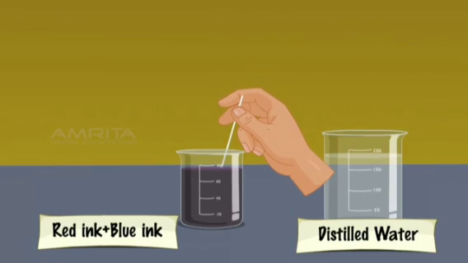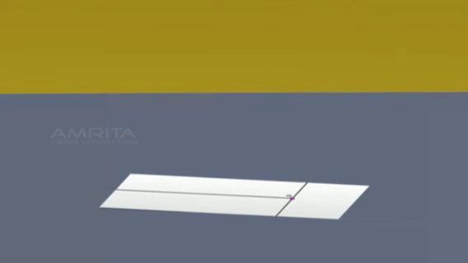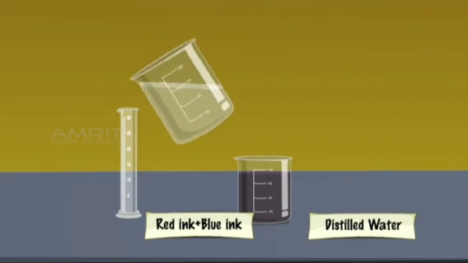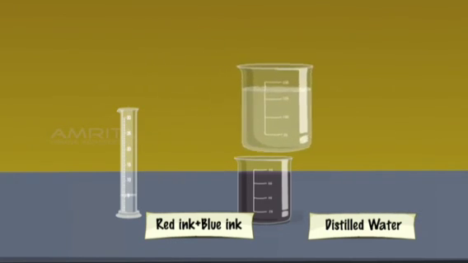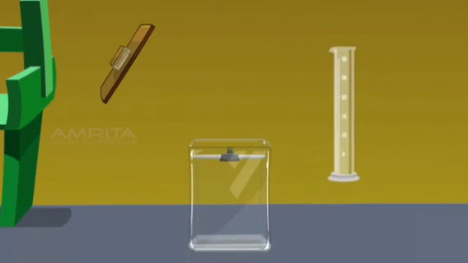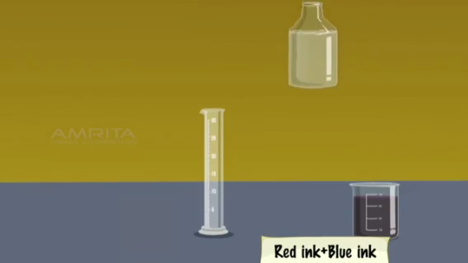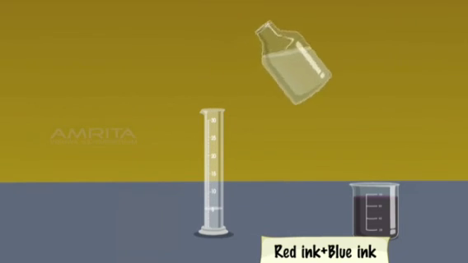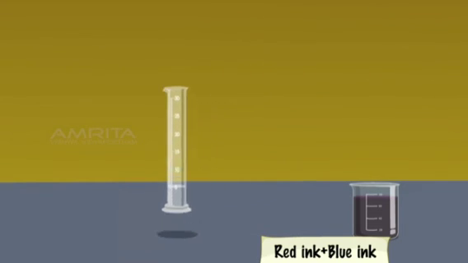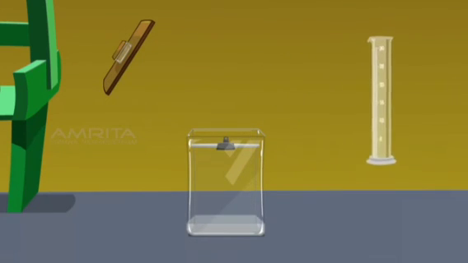Again, take mixture of red and blue ink using the capillary tube. Put another drop on the same spot and dry it again so that spot is rich in mixture. Take 5 ml of distilled water in a measuring cylinder and pour it into a chromatographic chamber. Then take 5 ml of isopropyl alcohol in a measuring cylinder. Pour it into the chromatographic chamber containing distilled water.